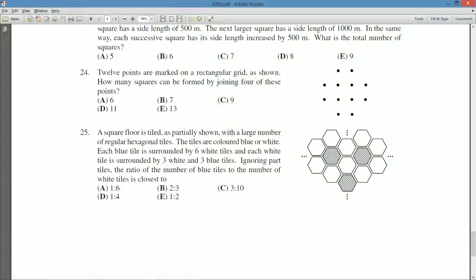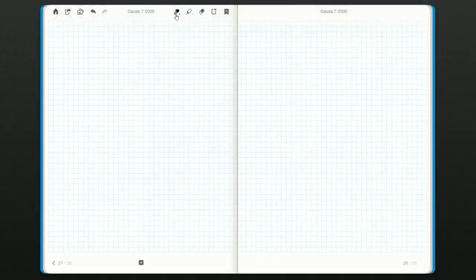Okay. So around each blue tile is 6 white tiles, and around each white tile is 3 white tiles and 3 blue tiles. Well, let's draw a copy of that picture for ourselves, and we'll use blue, just because they're talking about blue tiles. So we'll just draw ourselves a little bit of the picture, just to remind ourselves of what's going on here.